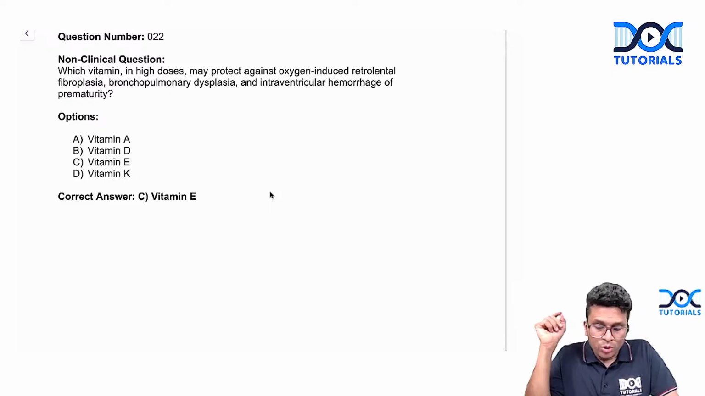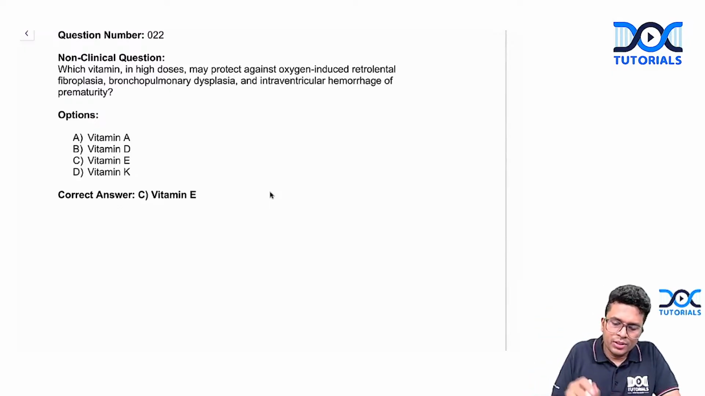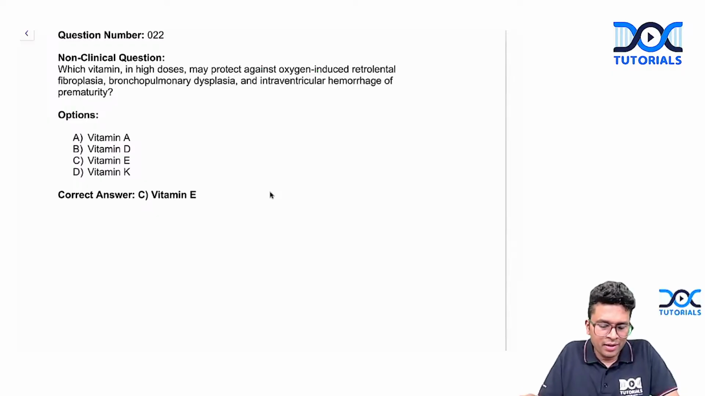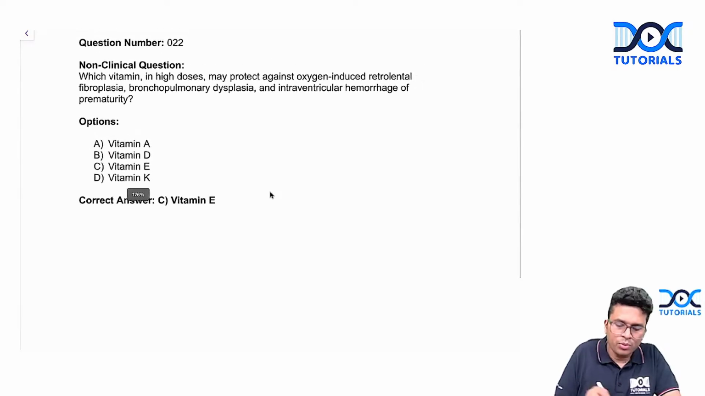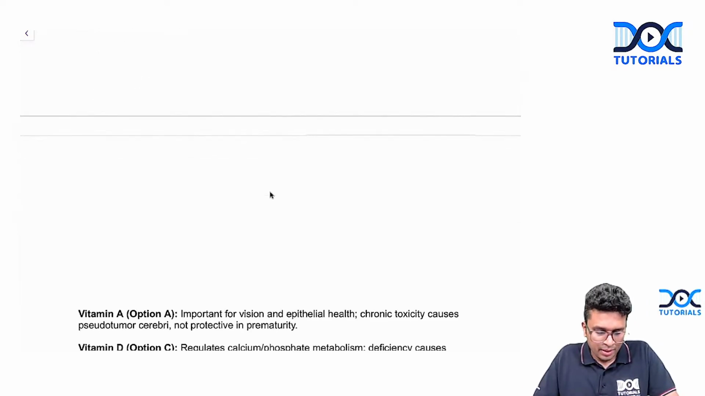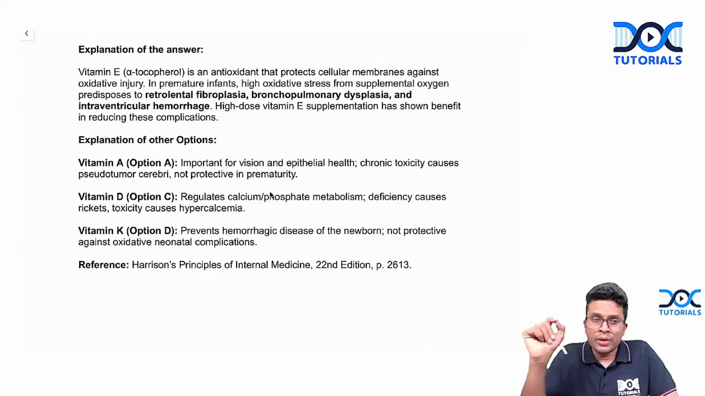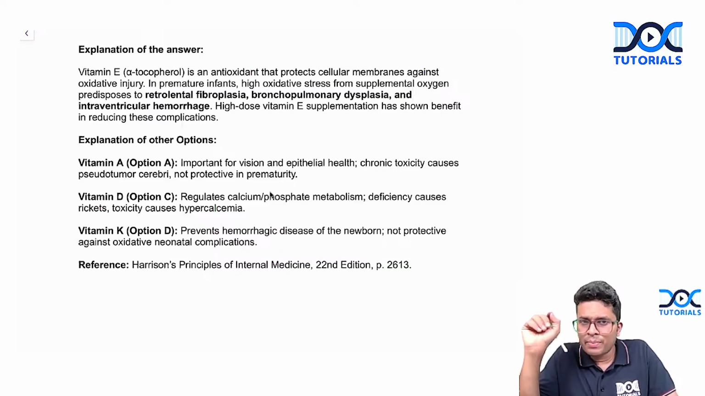Question number 22. Which vitamin in high doses may protect against oxygen-induced retrolental fibroplasia, bronchopulmonary dysplasia, and intraventricular hemorrhage of prematurity? Sorry, the answer is already on the page. It is vitamin E. We all know that vitamin E toxicity can lead to these symptoms. Remember, nutrition is an important topic, and a lot of questions could be asked with respect to nutrition, vitamins, multivitamins, deficiency of vitamins, symptomatologies, and excess vitamins. Now, vitamin E is an antioxidant that protects cellular membranes against oxidative injury.